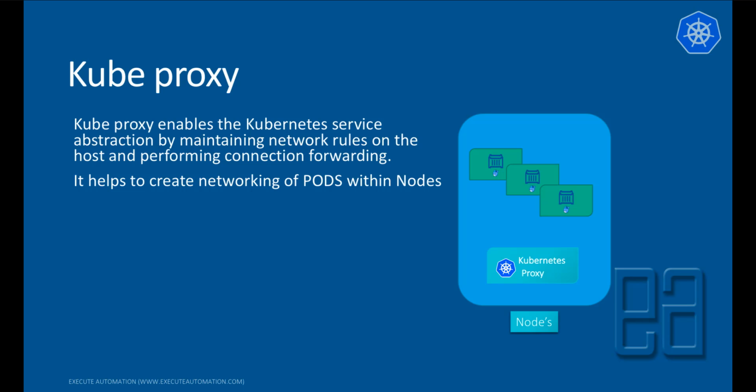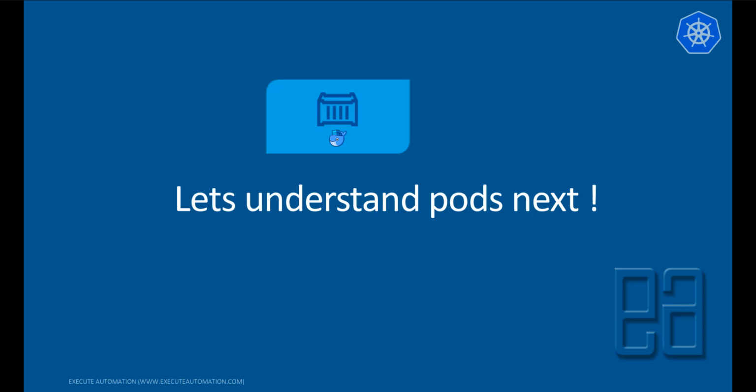So that's it, guys. These are the different components within nodes. We have Kubelets, Kubernetes proxies, and container runtimes within nodes. These are the three simple components running within nodes, and they do all the magic of clustering within Kubernetes. So let's understand pods next and see how things work.